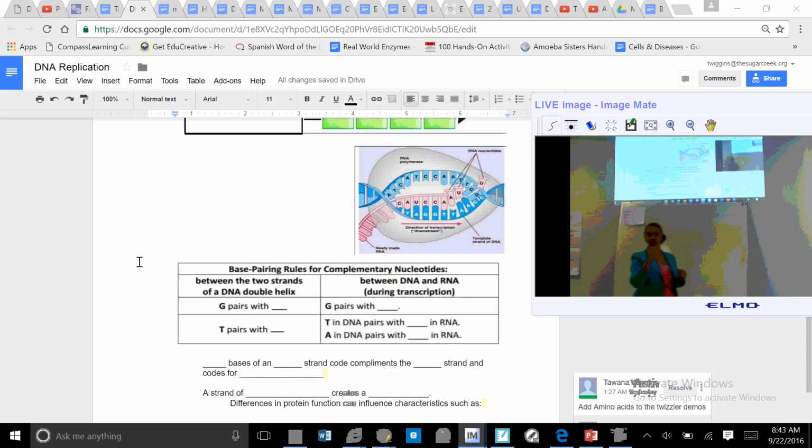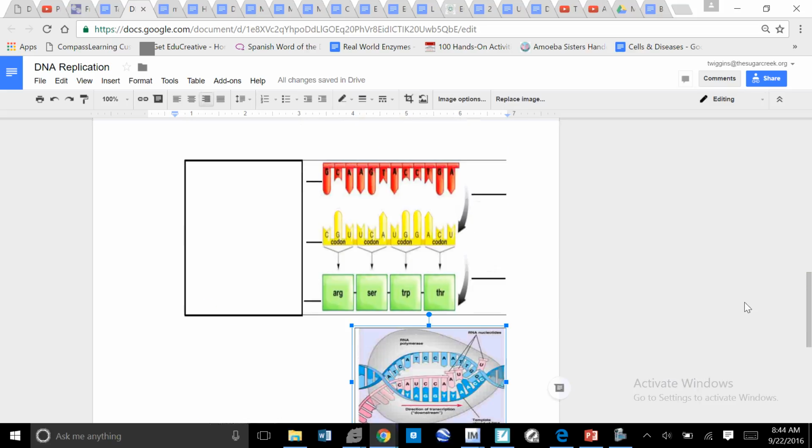Backing back up. Translation. Go back to that portion that we wrote, because I need you to make sure you have this too in this area here. Translation occurs where? In the cell. In the cytoplasm. Make sure you have that. Translation occurs in the cytoplasm. The whole purpose of this process of copying DNA is to do what again? Make protein.